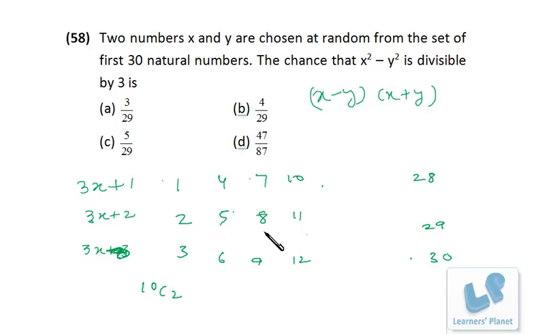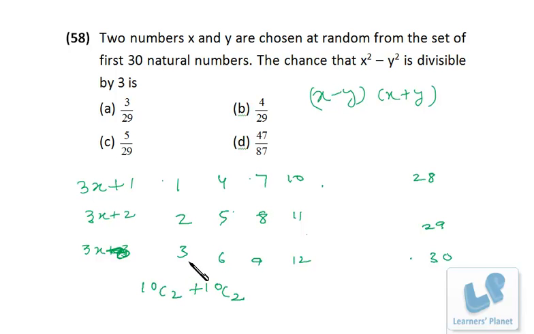Similarly, all the numbers in this sequence are in 3x plus 2 format. So if you find the difference, the 2 will get cancelled and each difference will be a multiple of 3. So you can choose two numbers from this sequence as well, so either from this sequence or this sequence. So I further write 10C2 over here, right?